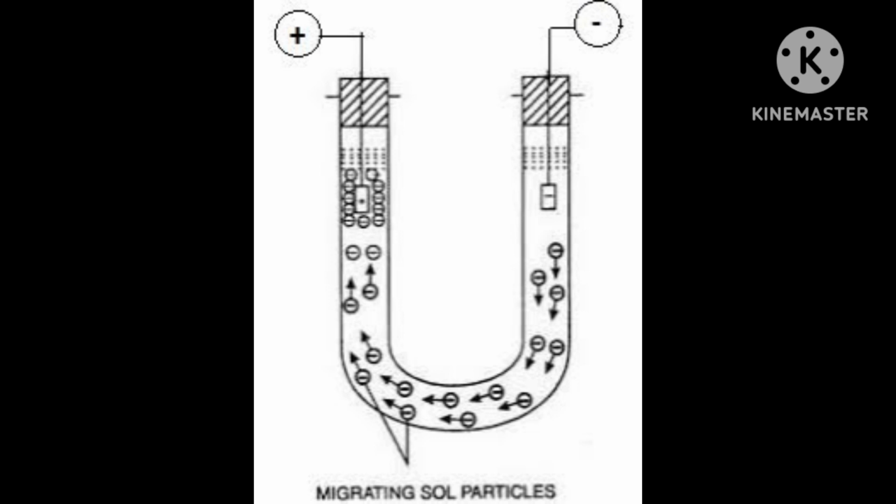Particles move towards the anode. I told you that the anode is positively charged, hence negatively charged particles will move towards the anode, and in the reverse way, the cathode is negatively charged, hence positively charged particles will move towards the cathode. In a simple way, negative will move towards positive and positive will move towards negative electrodes. By diagram you can understand this very clearly.